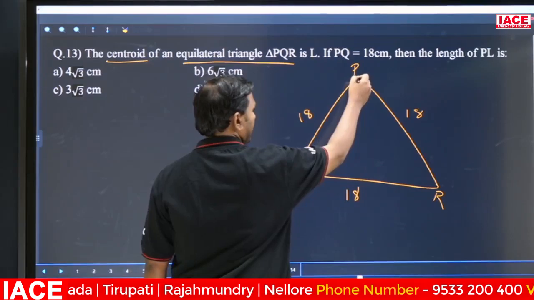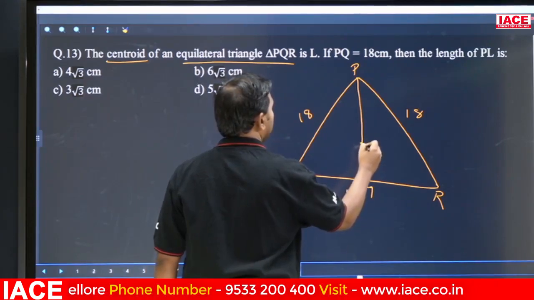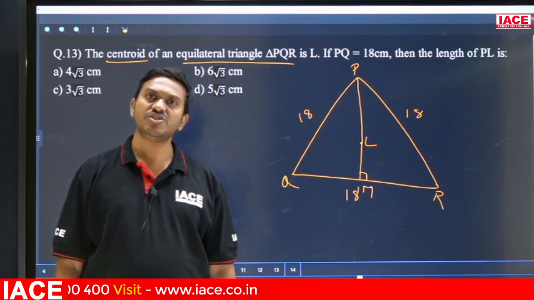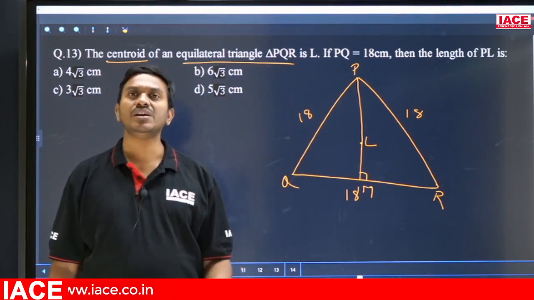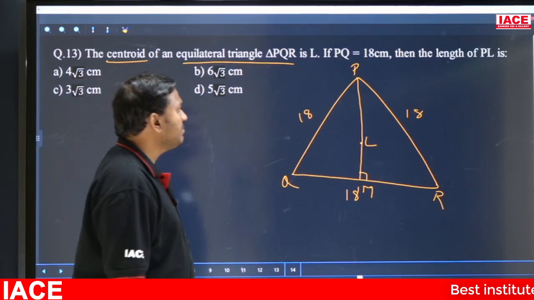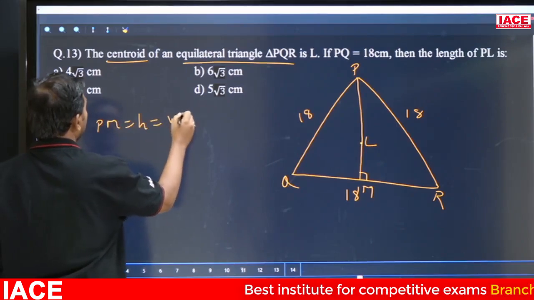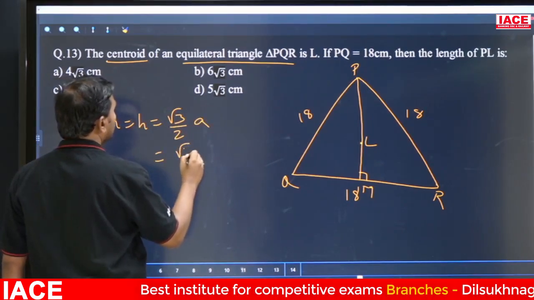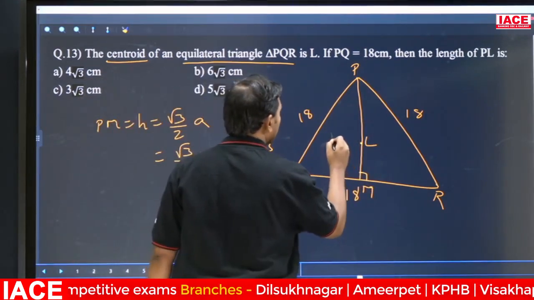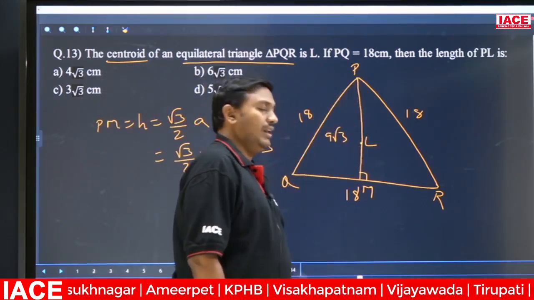Let me draw M. What is M? M is a median and altitude in an equilateral triangle. What is the specialty? In an equilateral triangle, that is an angular bisector, that is a median, that is a perpendicular bisector, that is an altitude, everything. So PM is an altitude also. What is the height of an equilateral triangle? Root 3 by 2 into a, which is 18, that is 9 root 3. PM is 9 root 3, but he is not asking PM, he is asking PL.